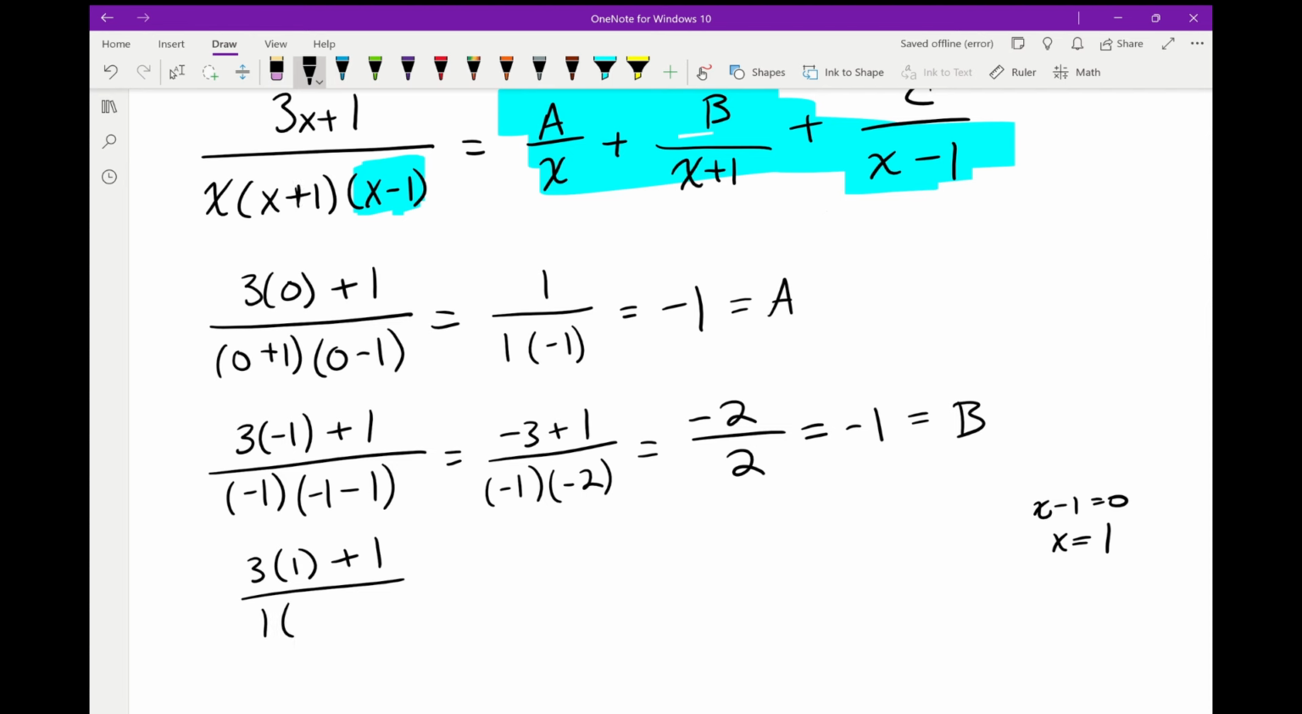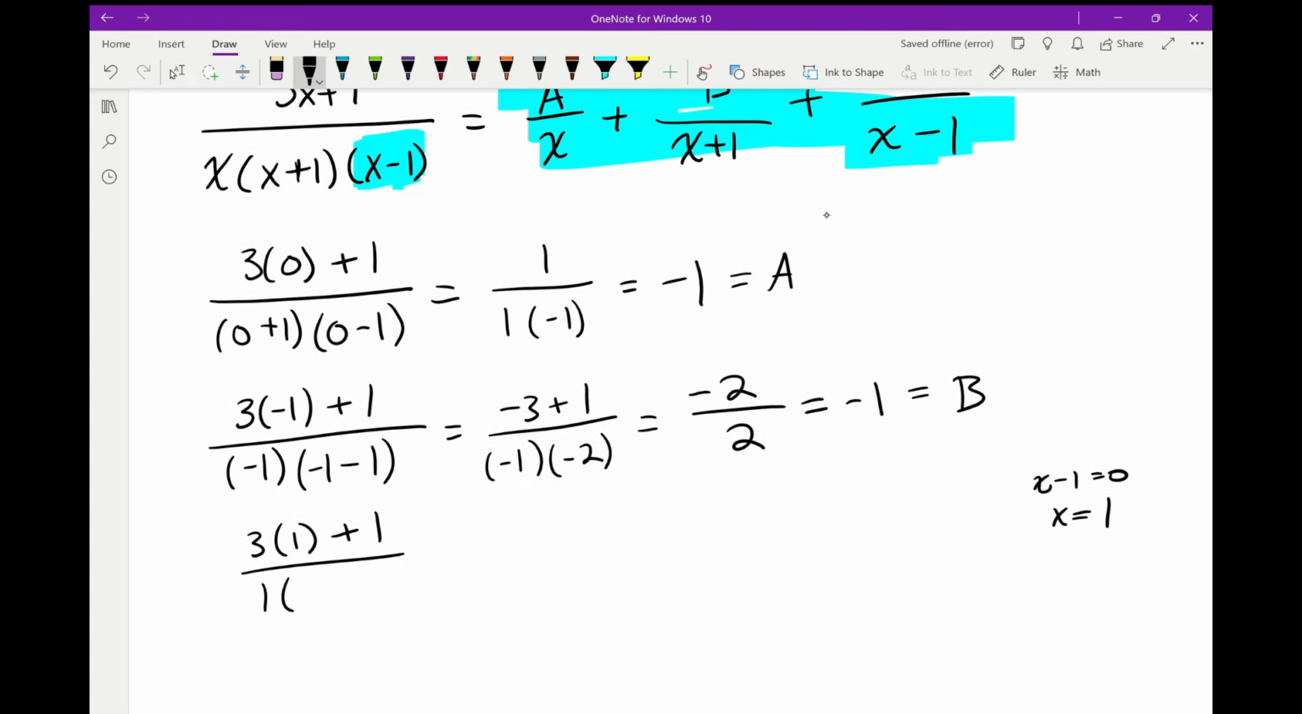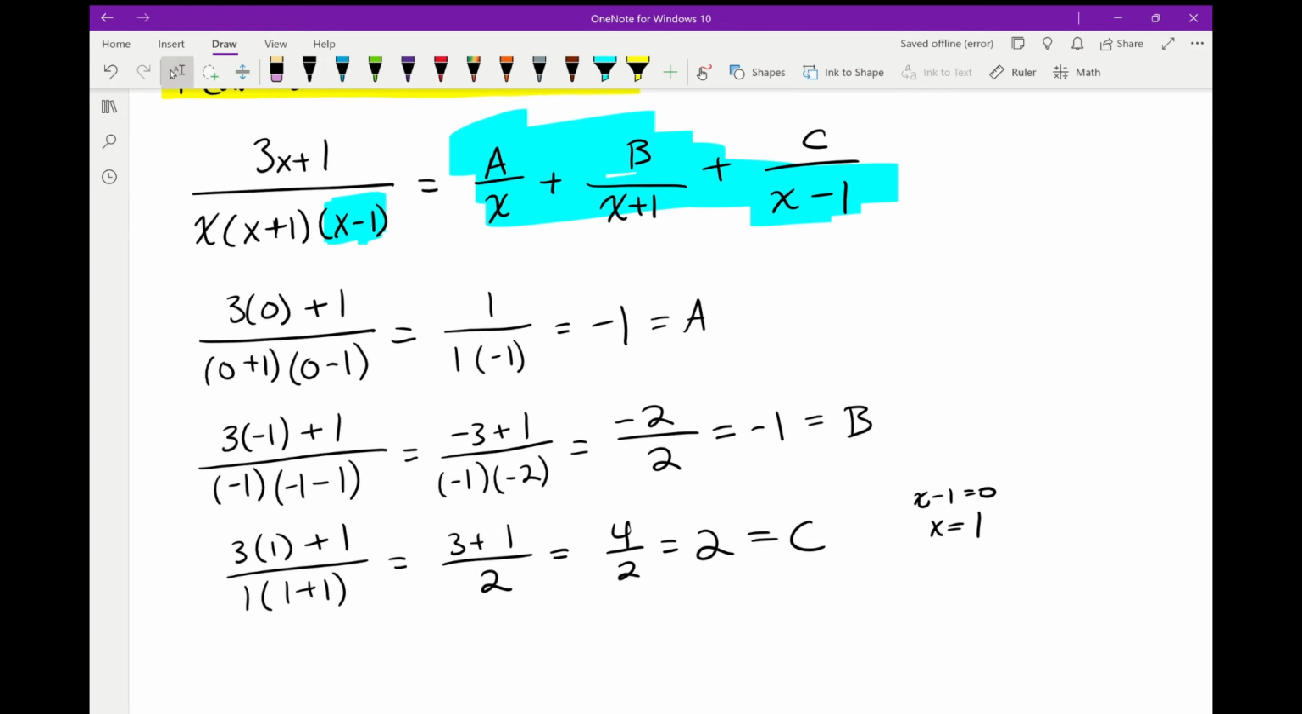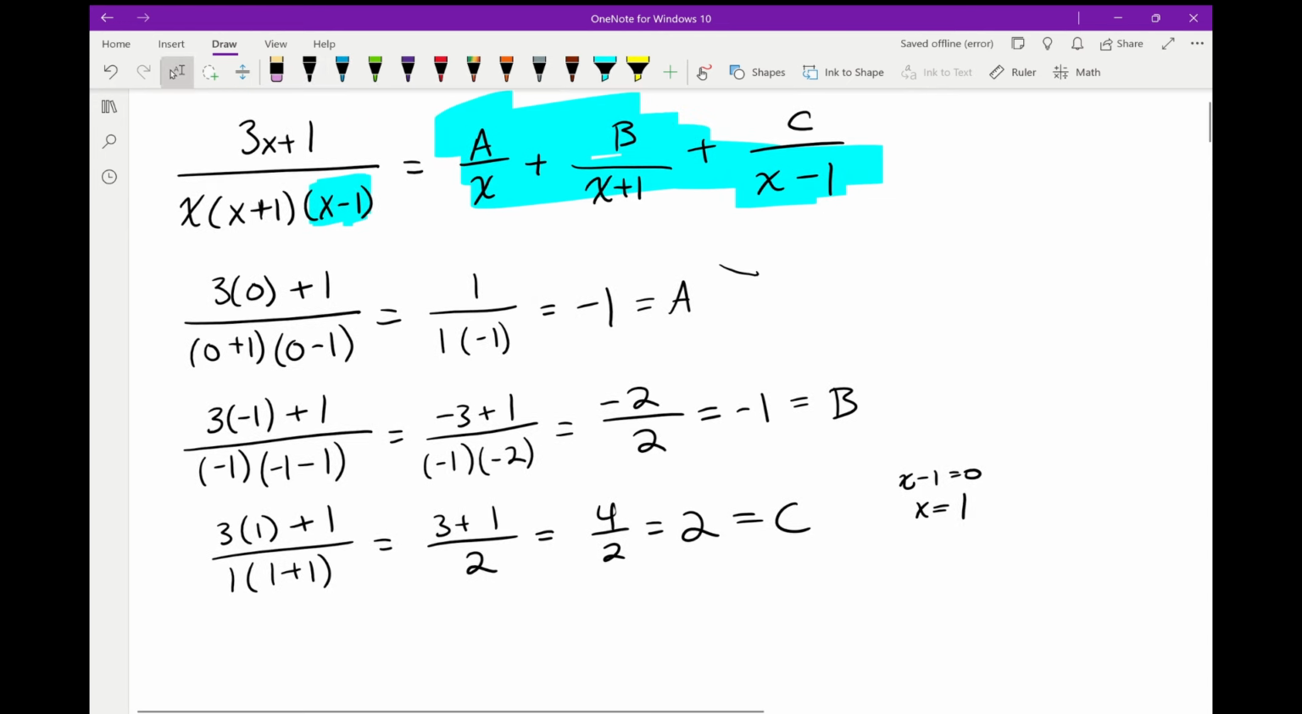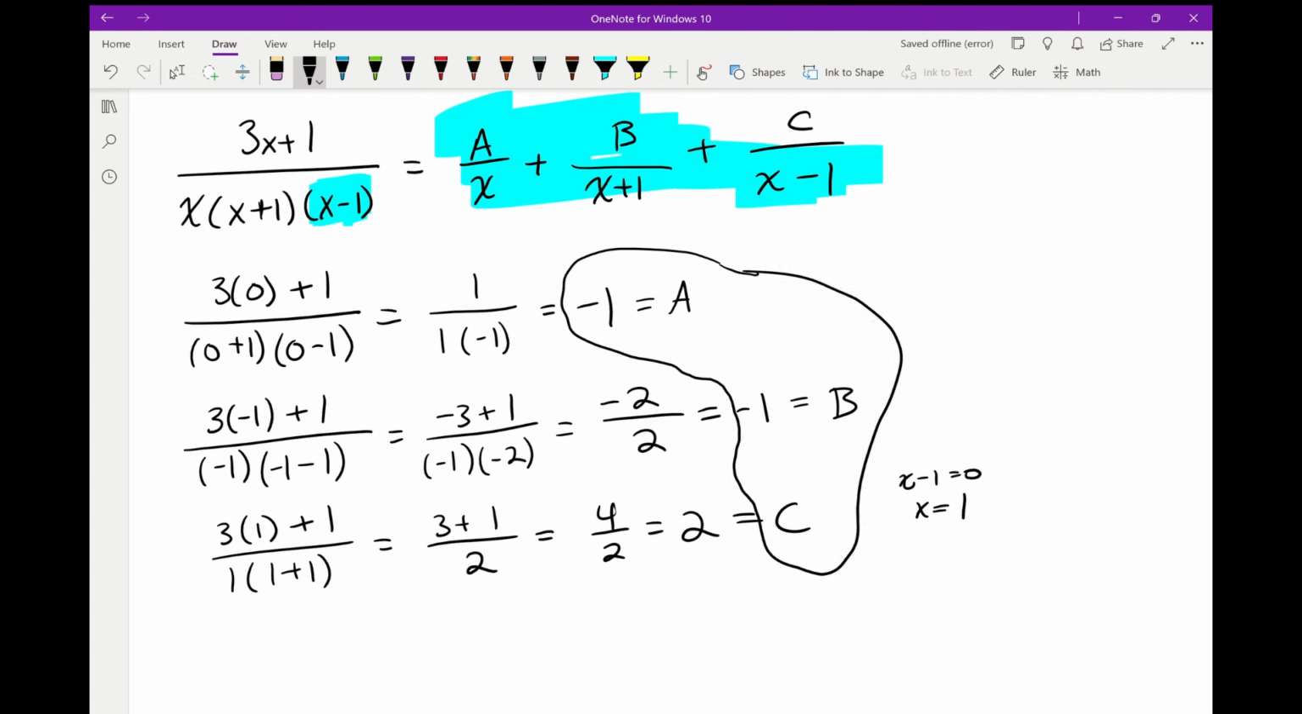Oops, I seem to have deleted something very important here. Okay, there we go. That fixes it. Sorry about that. Okay, plug in 1 here. Then we got 1 plus 1. That's going to equal 3 plus 1 over 2, 4 over 2, which is 2. That's our c term. And there we go. That helps us figure out what a, b, and c are in a very quick way.